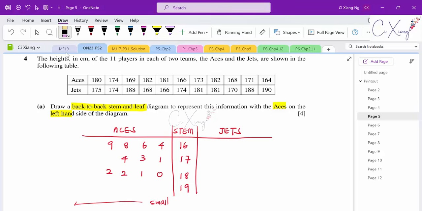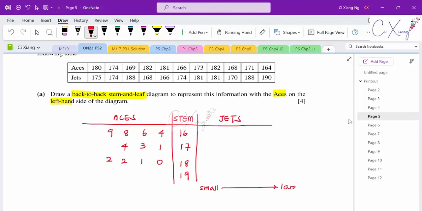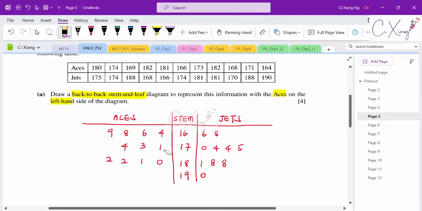All right, then how about the right hand side? For the right hand side, you have to apply the same steps that I've shown you just now. But for the right hand side, the smallest value should be here, and then going to the largest value on the right. So if you didn't make any careless mistake, your stem and leaf for Jets will be 166 and 8 for the first row, then 0, 4, 4, 5 for the second row, 188 for the third one, and also 190 for the last one. Okay, so this is how a stem and leaf diagram looks like, and it is back to back because you have to display two sets of data.